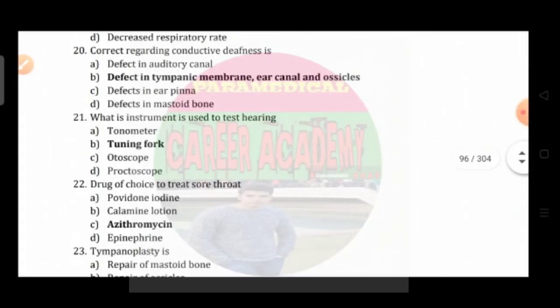Question number 20: Which is correct regarding conductive deafness? Option A, defect in auditory canal. Option B, defect in tympanic membrane, ear canal and ossicles. Option C, defects in ear pinna. Option D, defect in mastoid bone. So the correct answer is option B.